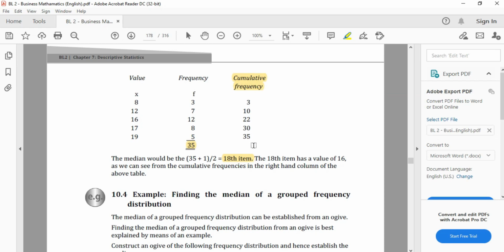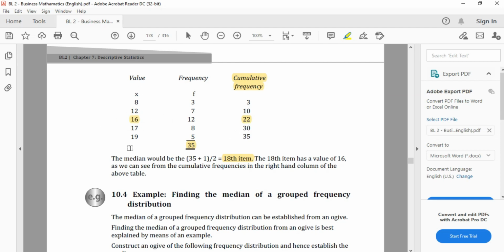Now, how is this created? We know 3 plus 7 is 10, 3 plus 7 plus 12 is 22, 3 plus 7 plus 12 plus 8 is 30, and all of it is 35. So the 18th item must be around here, isn't it? It is in this category. So this 18th item is 16, isn't it?